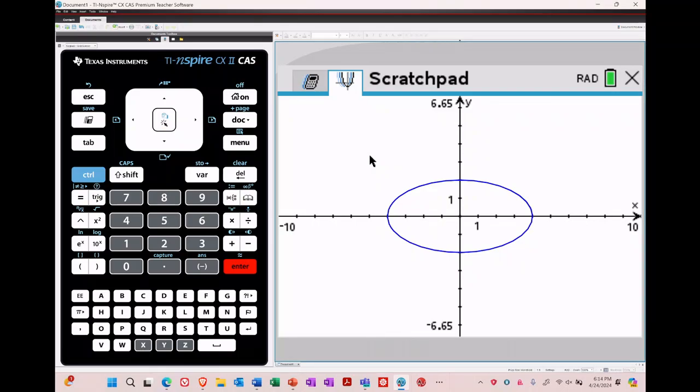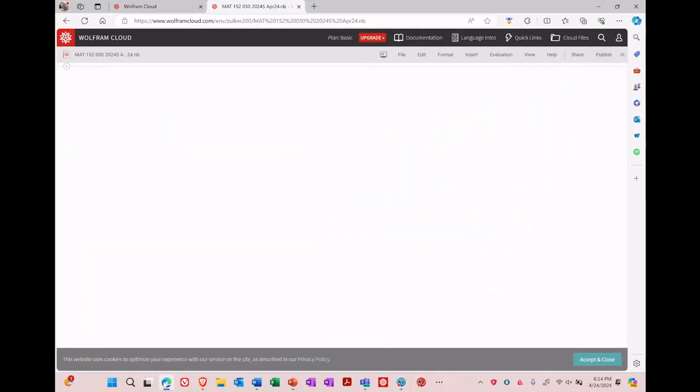All right, so you can do it on a calculator, not as powerful, not as useful as you see. Mathematica, much more powerful. But for exam purposes, this will be fine. All right, now let's look at how we would do it in Wolfram.